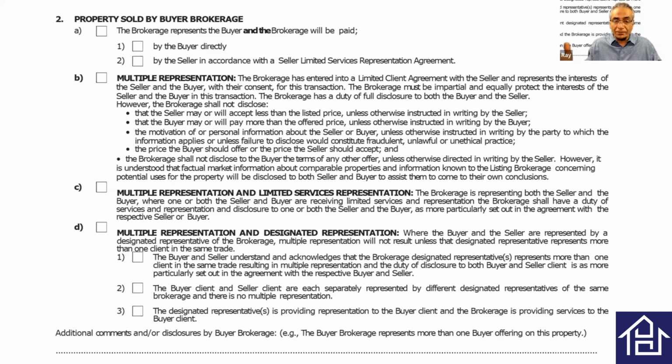So it could be a FSBO, for sale by owner. It could be just door knocking that you have a buyer for. You're door knocking a home and the seller wants to sell the house, but they don't want to list, and your buyer wants to purchase that property. In a situation like that, we use the second section, which is property sold by a buyer brokerage.